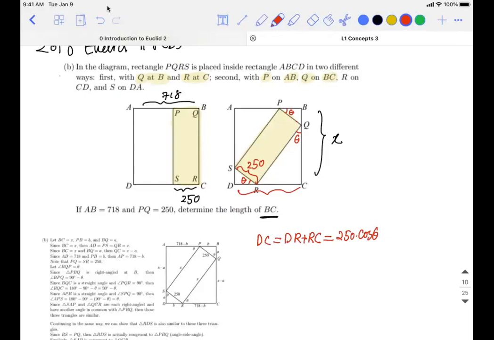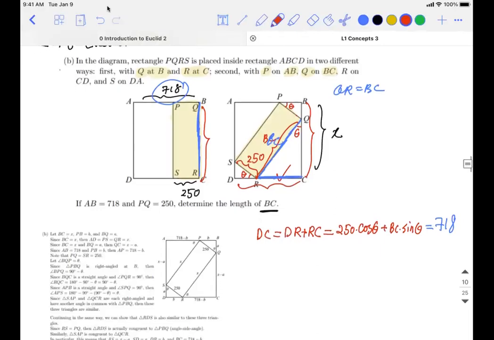What about RC? RC is actually this guy, BC, times sine theta. BC times sine theta is going to be your RC. This is not rocket science, because QR is the same as BC, since they are superimposed all here. So this is also going to be BC. DC equals DR plus RC, where DR equals 250 times cosine theta and RC equals BC times sine theta. And what is DC? DC is the same as AB, 780. Easy peasy.